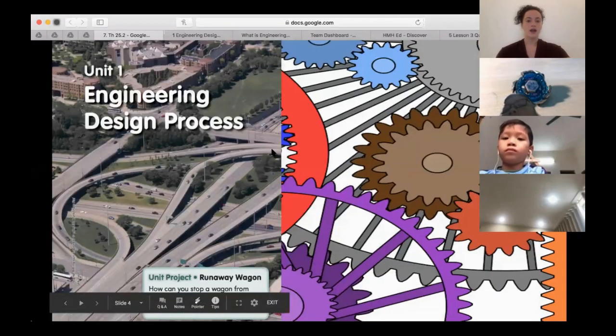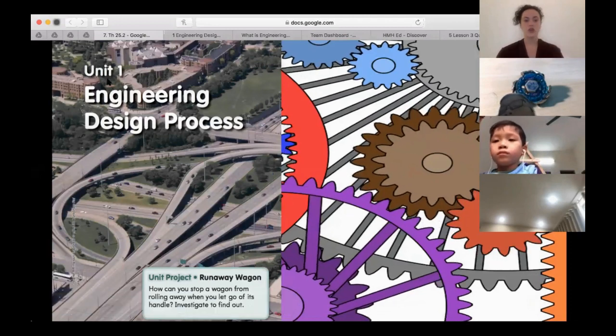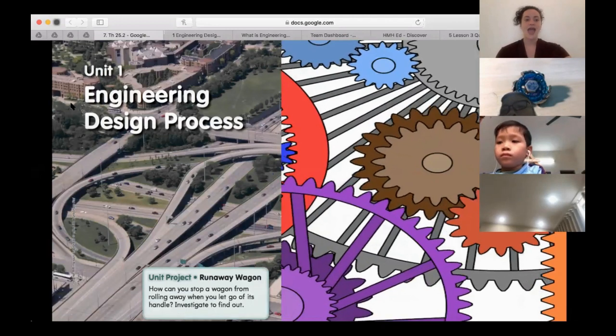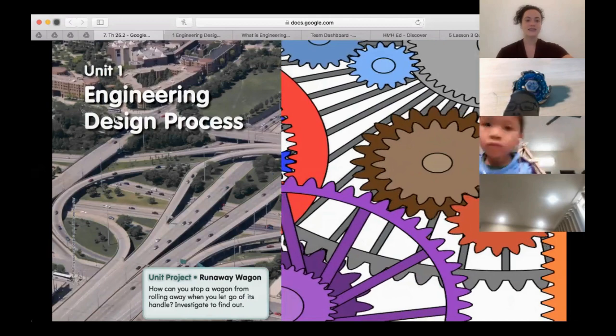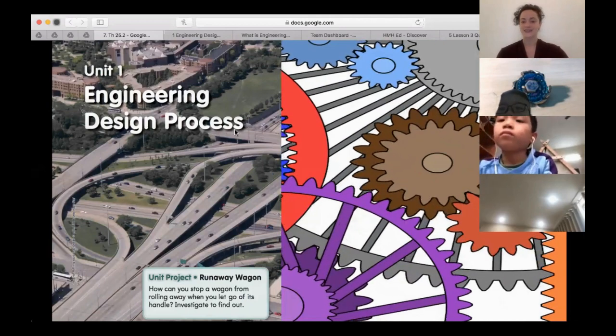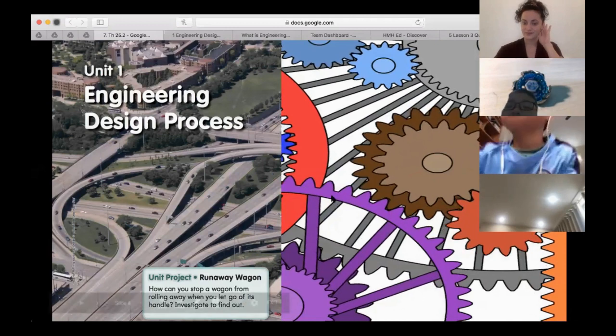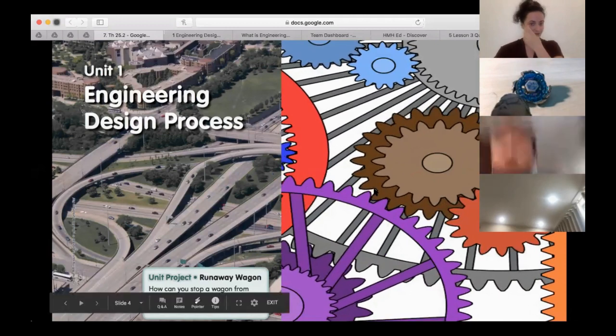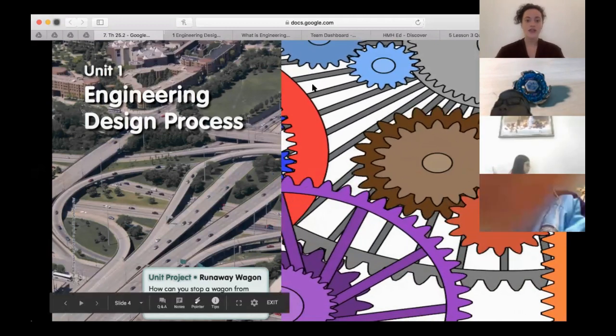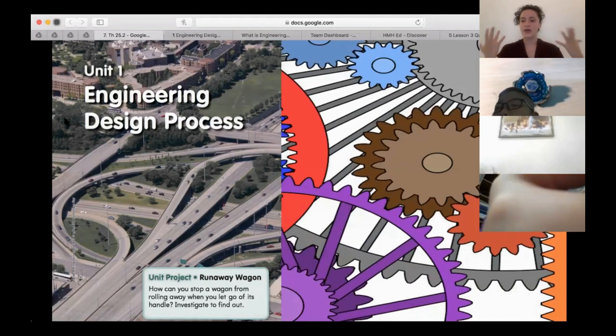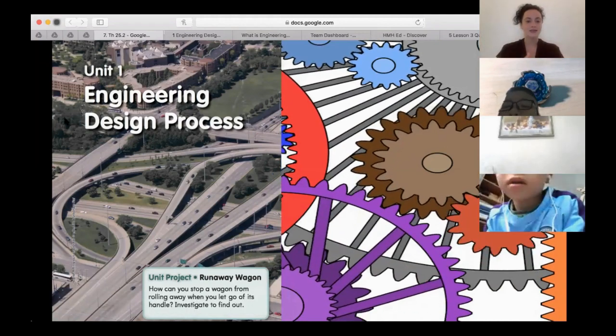We are learning this new unit. Everyone say engineering design process. Engineering design process. Good. So we all know engineering is when you build things, when you make things.